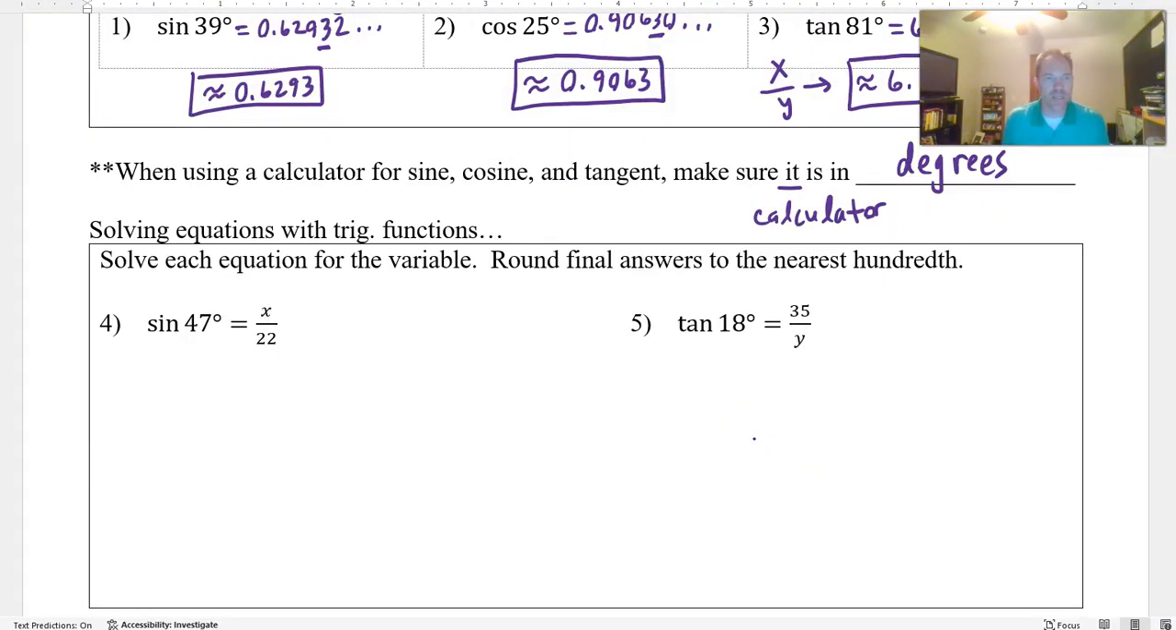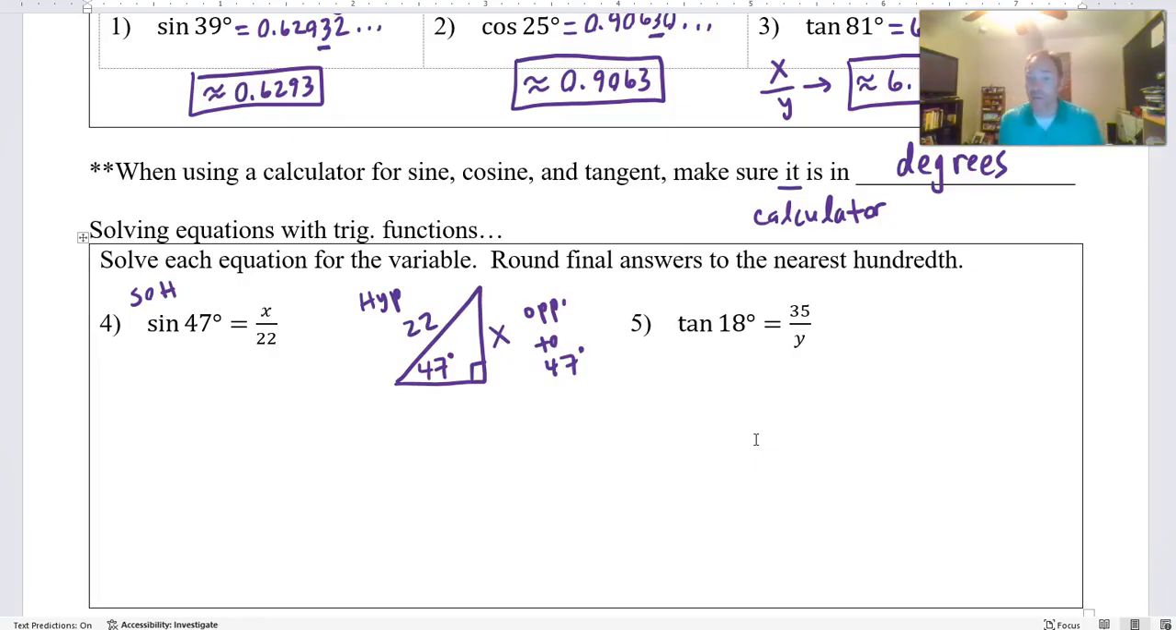So our next section says we're going to solve some equations with trigonometric functions. Our instructions say solve each equation for the variable, and then we have rounding instructions. So maybe I have a triangle with a right angle, and maybe there's a 47-degree angle. And the sine, this is the SOH of SOH CAH TOA, is defined to be the opposite leg over the hypotenuse. So maybe x represents the opposite leg and 22 is the hypotenuse, and maybe I want to figure out the value of x.